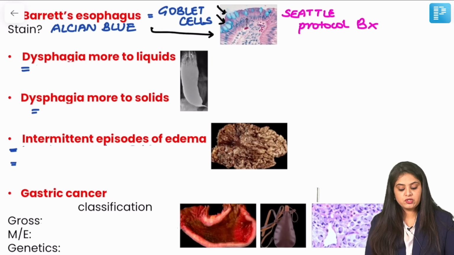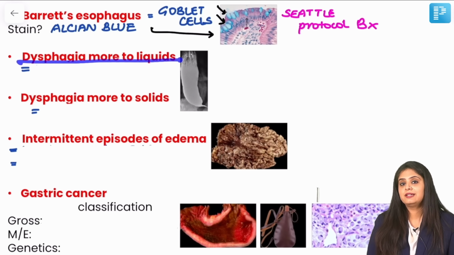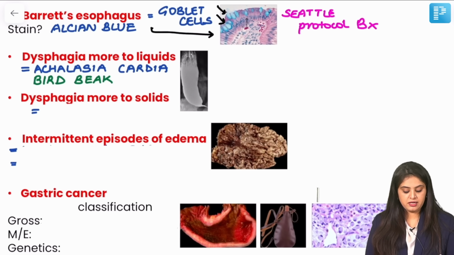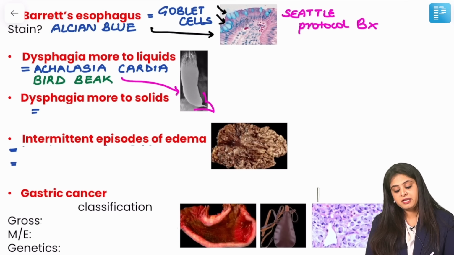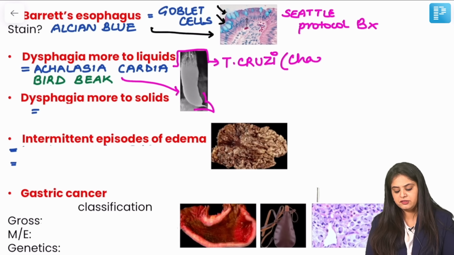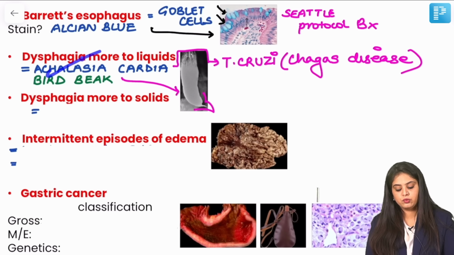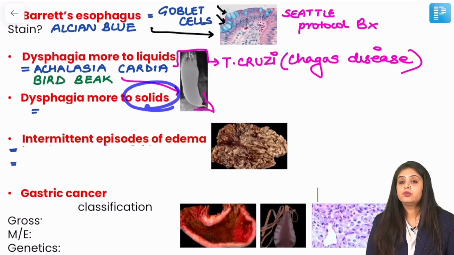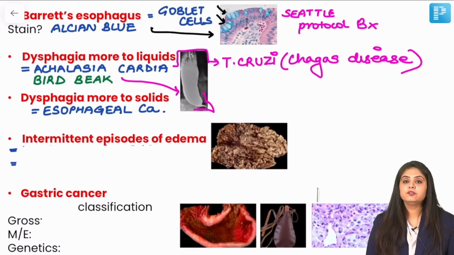Coming to the next, if the patient comes to you with dysphagia, whether it is more to liquids or solids is the first question you're asking. If it's more to liquids, you will think of achalasia cardia, and that is going to show you on radiology the bird beak appearance. Correlate this with microbiology. Achalasia cardia is associated with an infection, that is Trypanosoma cruzi. And you remember that Chagas disease story? So Chagas disease is something that is going to occur because of Trypanosoma cruzi, which shows you achalasia cardia, which has dysphagia more to liquids. But if there is dysphagia more to solids, that is going to be more in favor of esophageal cancer.